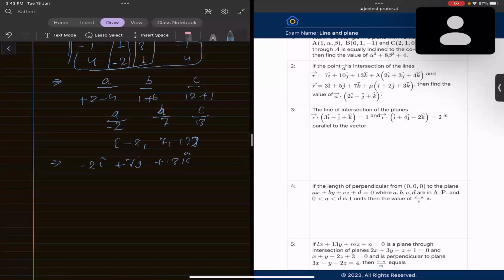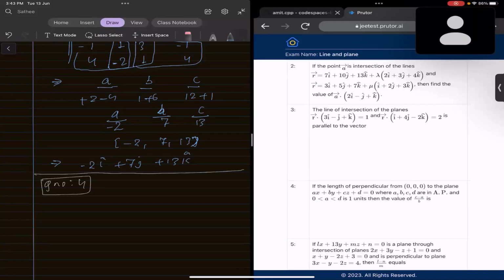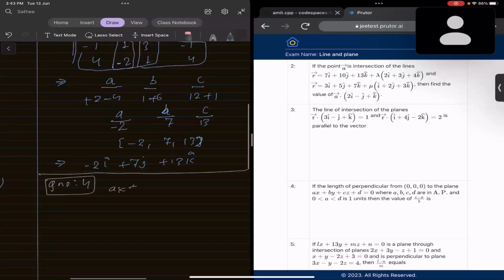So let's move to our next question, that is question number 4. This says that the length of perpendicular from 0, 0, 0 to the plane. So you are given any general plane ax plus by plus cz plus d equal to 0, and you have to find the perpendicular length from 0, 0, 0. So this is nothing but modulus of d upon under root of a square plus b square plus c square, and this is given equal to 1 unit.